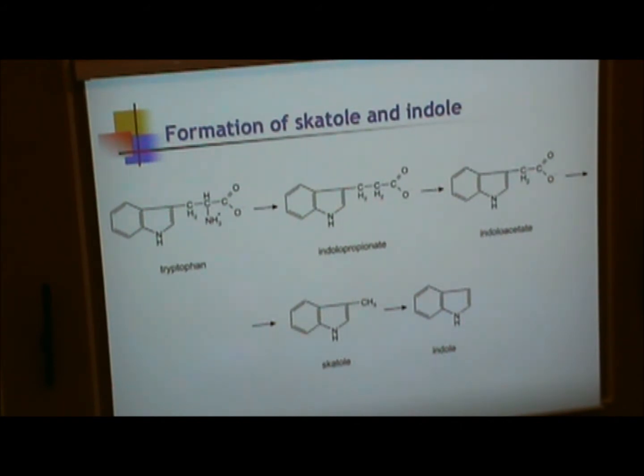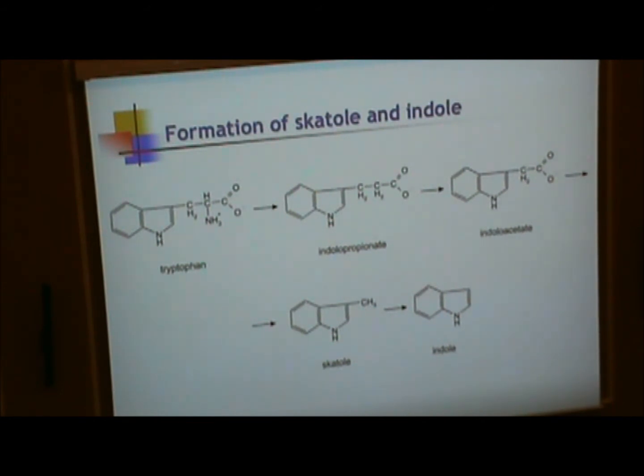The next biologically active substances produced from amino acids are intestinal gas compounds, skatole and indole. They stimulate the peristalsis of the intestine. They are produced from tryptophan. So tryptophan is deaminated by bacteria. The amino group disappears. Tryptophan is converted into indolepropionate.